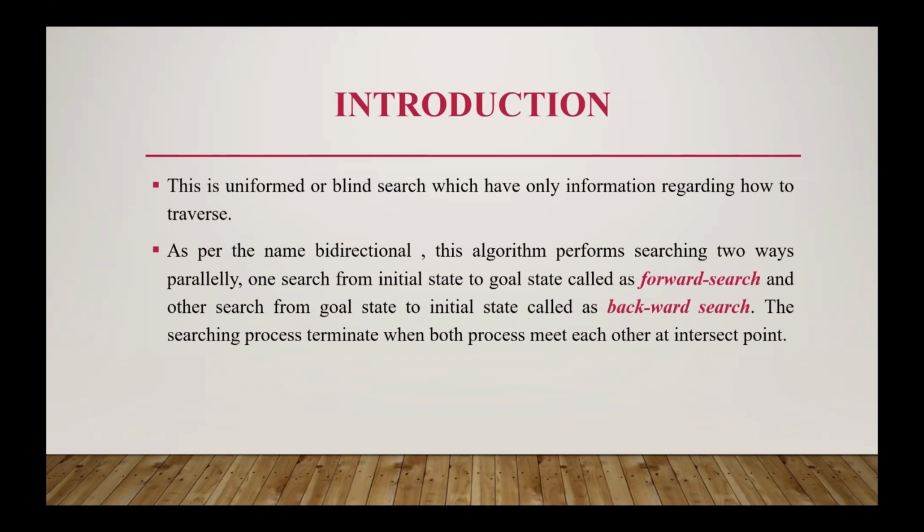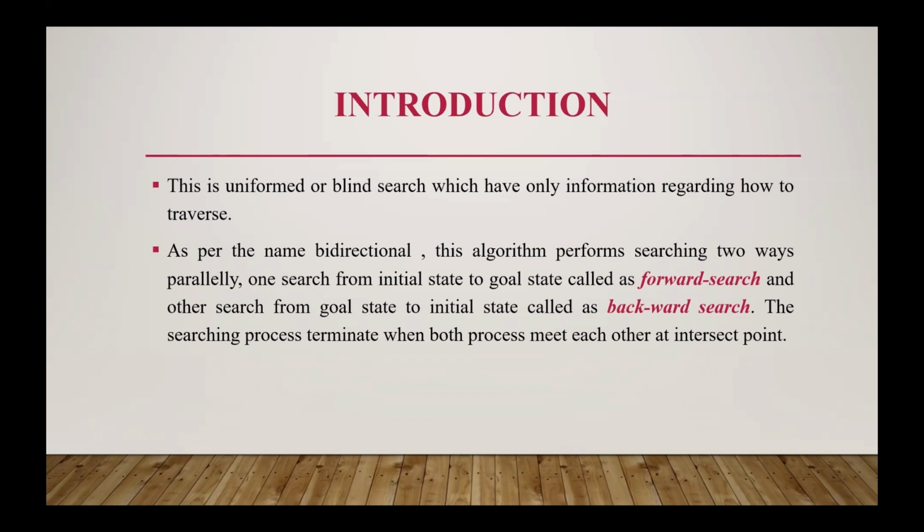start node. The search started from the initial state to the goal state is called the forward search. Another search starts from the goal state to the initial state, which is called the backward search algorithm. Both the forward search as well as the backward search algorithm execute in parallel. So what happens? The execution time is reduced by half.